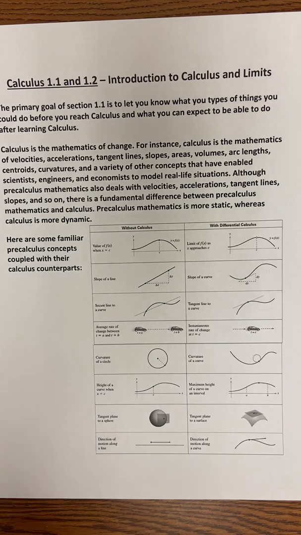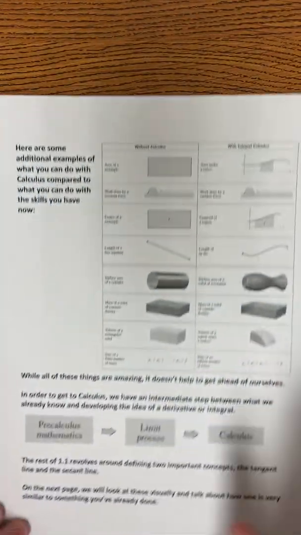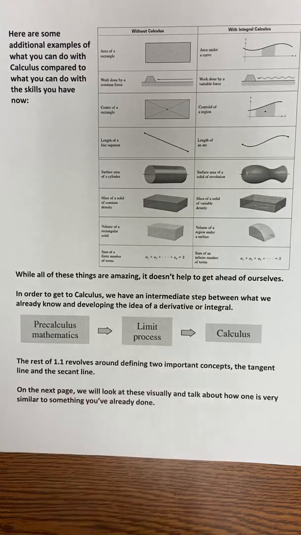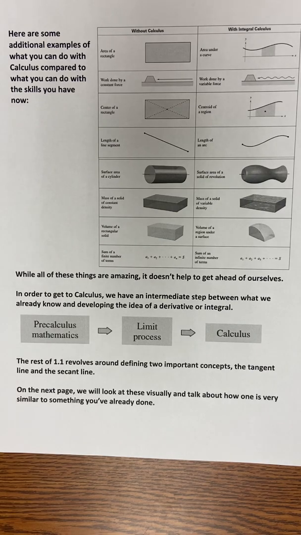Now, that said, we'll look on the next page. It's great to know all of the things you can do, but we shouldn't really get ahead of ourselves. We've got to get there and learn how to do them. In order to get to calculus, there's an intermediate step between what you've already learned in algebra and trig and developing the main ideas of calculus, which are derivatives and integrals. That little bridge section between the two is called limits.